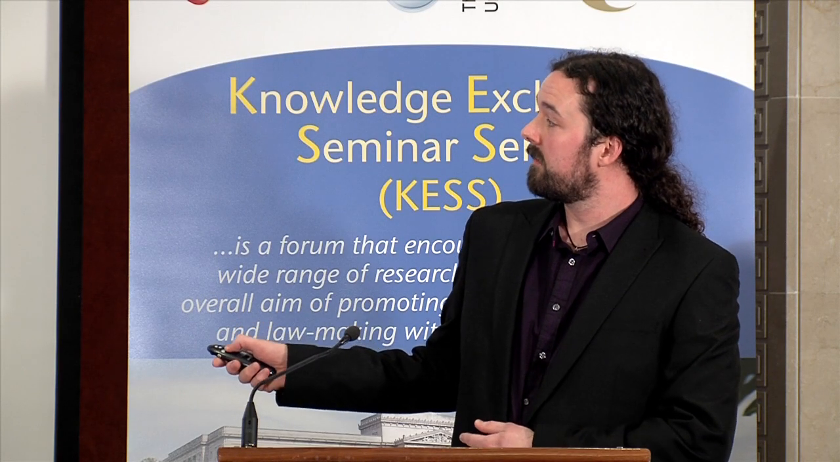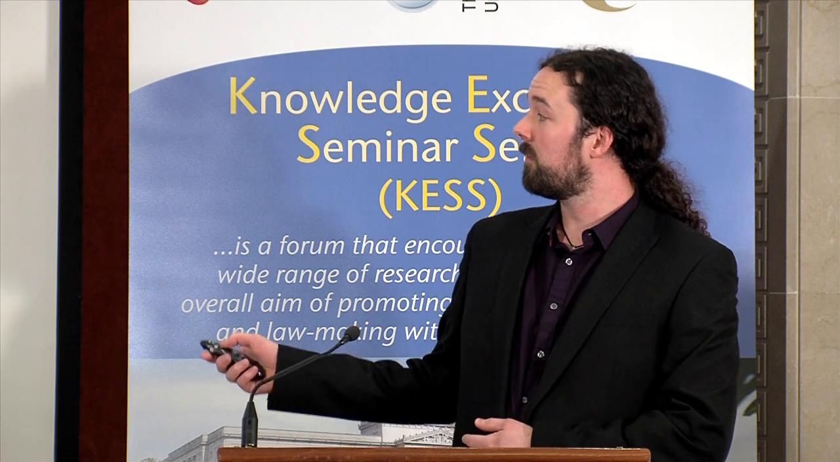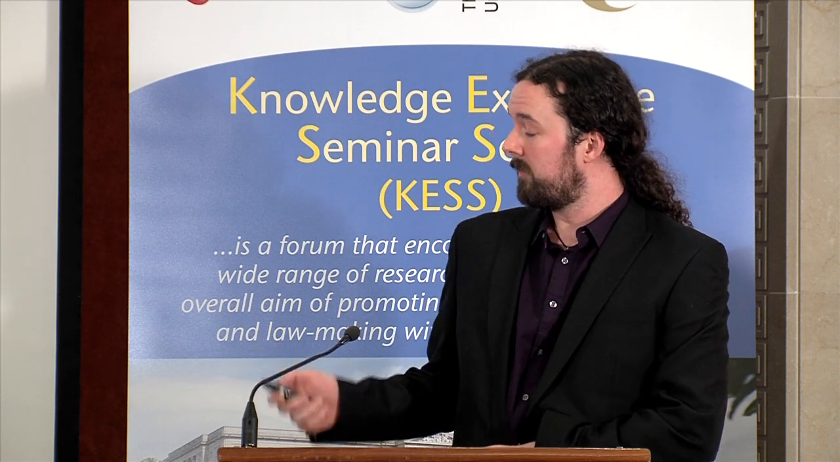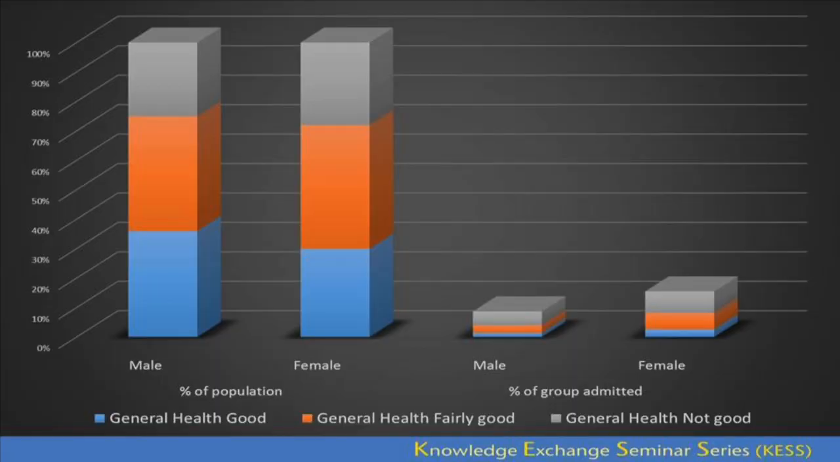The other 2 columns here, this is the proportions who were admitted to a care home, and you can see much higher rate of females, and this is due to their greater age. This is the fact that age explains to some extent why people are admitted. For these bars here, blue represents good health, orange is fairly good, and grey is not good health, again for males and females. The same pattern here can be seen in terms of the proportions that are admitted. People in worse health are more likely to be admitted to a care home.